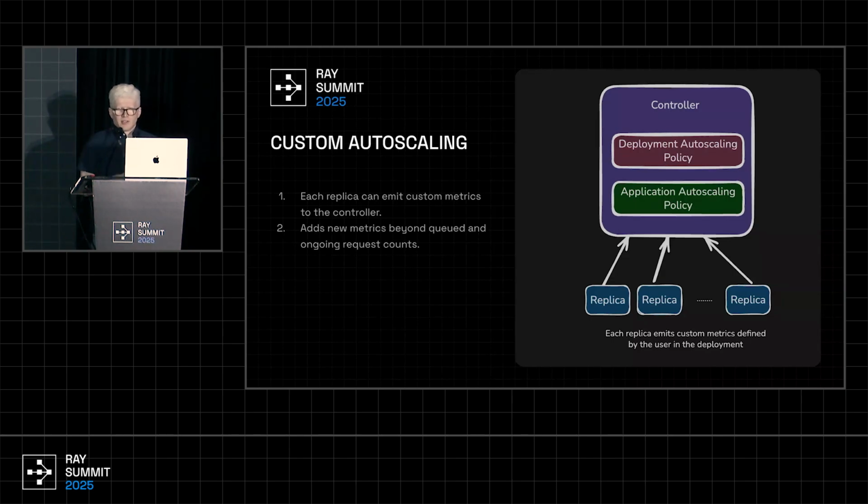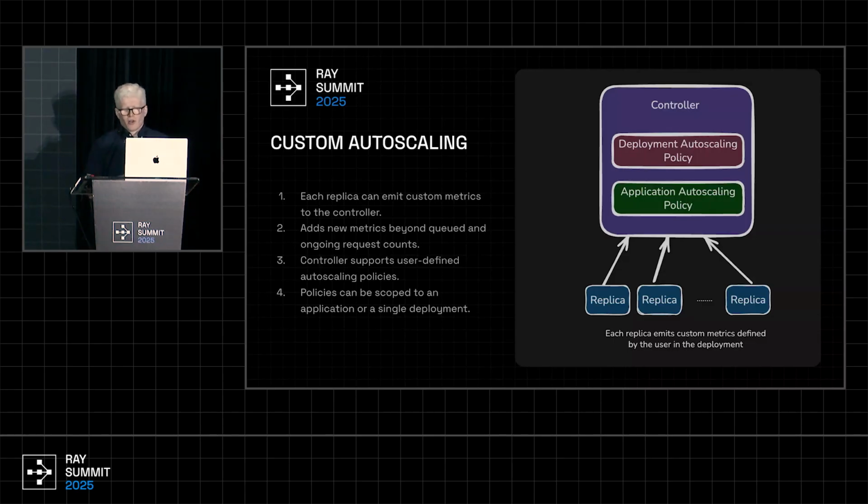Serve enriches the custom metrics with its own metrics that are tracked by the framework, like number of queued requests and number of ongoing requests. And we also now have the ability to run a custom policy function as part of the Serve controller's control loop. Users can specify a policy not just at a deployment level, but also can write a policy that spans across multiple deployments at an application level.